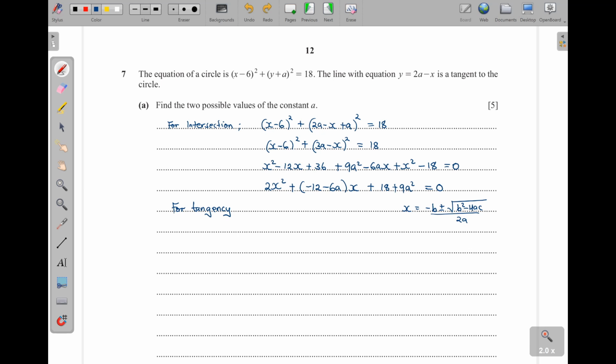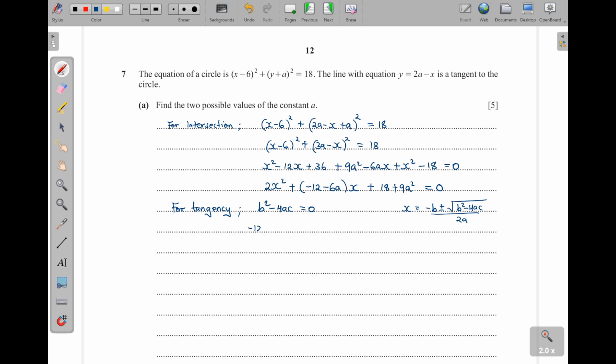So if we are having a curve and then the line meets it at 2 points, then this one has to be greater than 0, such that you can use the plus or the minus, right? But if it meets it at only 1 point, like this, that means we are going to have a repeated root. That means the b² minus 4ac has to be equal to 0. So therefore, for tangency, b² minus 4ac is equal to what? 0.